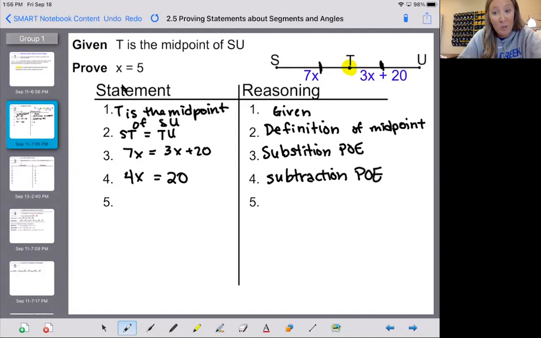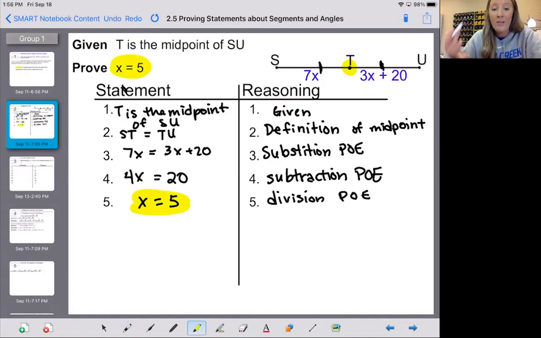So that is the subtraction, POE, right? Okay, we have one last step. So obviously I'm going to take that 4 over to the other side, and I'll get x equals 5. And how did I get the 4 over? I divided it, right? So that is the division, POE, property of equality. So at the very end, I should have what they asked me to prove. And that's how I'll know that I'm finished with my proof, that I've reached the last step.